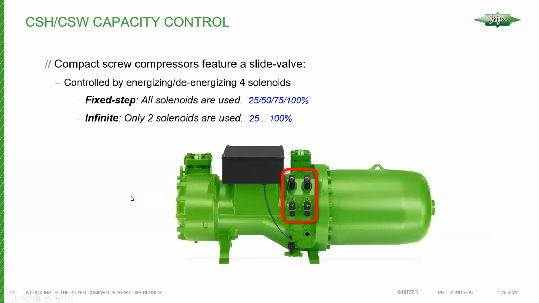Taking a look at capacity control, the BITZER compact screw uses 4 solenoids for capacity control. So this gives us a couple of options, and there's some flexibility with the options too. There's actually several different ways you can control them.